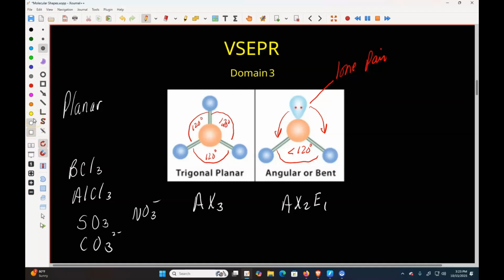Some examples of AX2E1 would be like sulfur dioxide, ozone, tin(II) chloride, etc.